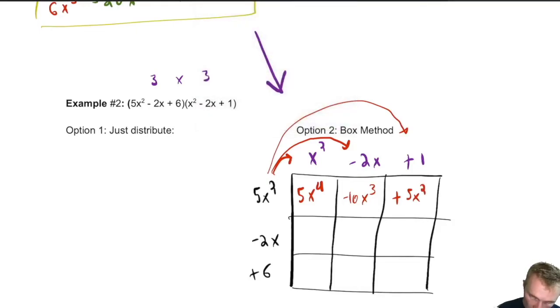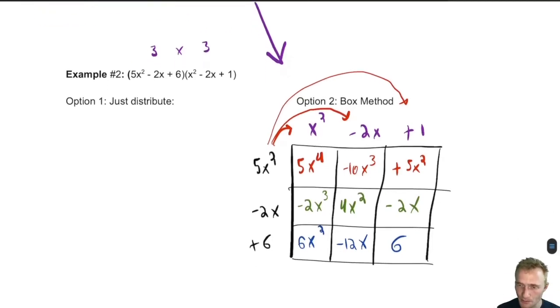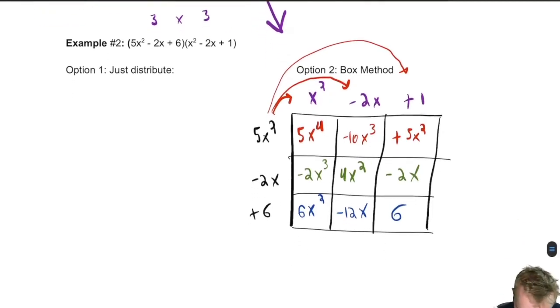Then we'll do our next row, negative 2x times x squared, negative 2x cubed, negative 2x times negative 2x, negative times a negative, 4x squared, and finally negative 2x times 1, negative 2x. Final row here, 6 times x squared is 6x squared, 6 times negative 2x, negative 12x, and 6 times 1 is 6.